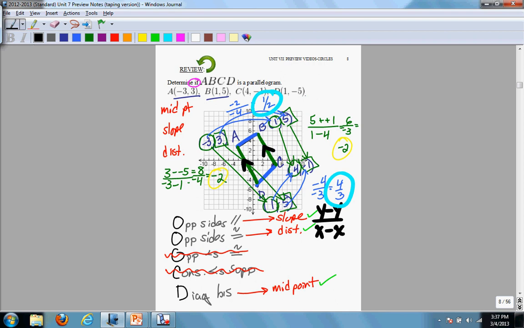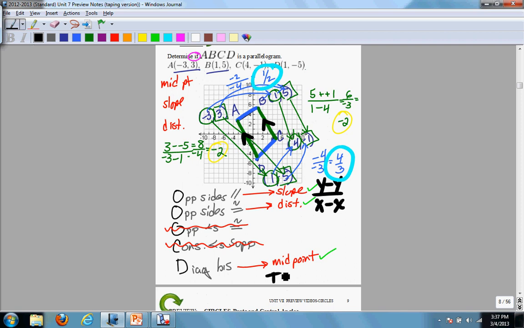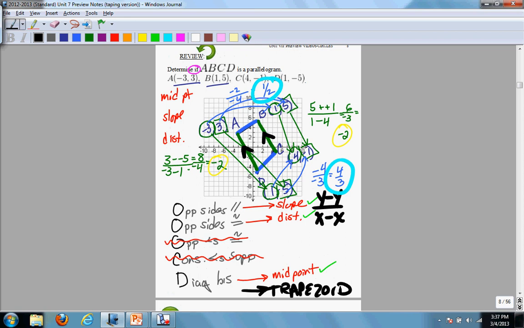So technically what we have here is a trapezoid. It's not a parallelogram. We have a trapezoid. It's not a parallelogram. That's a review of our previous chapter.